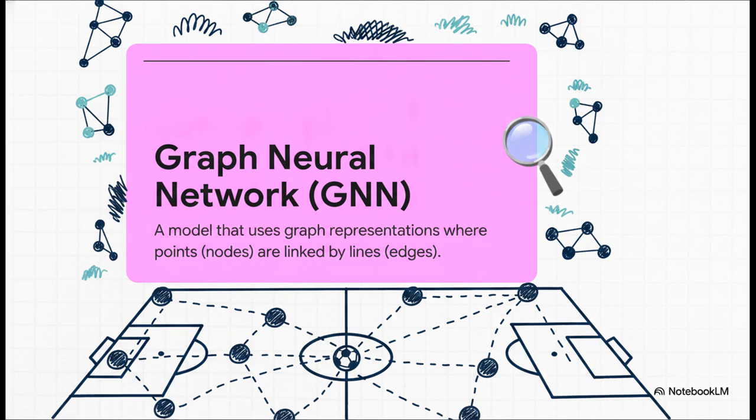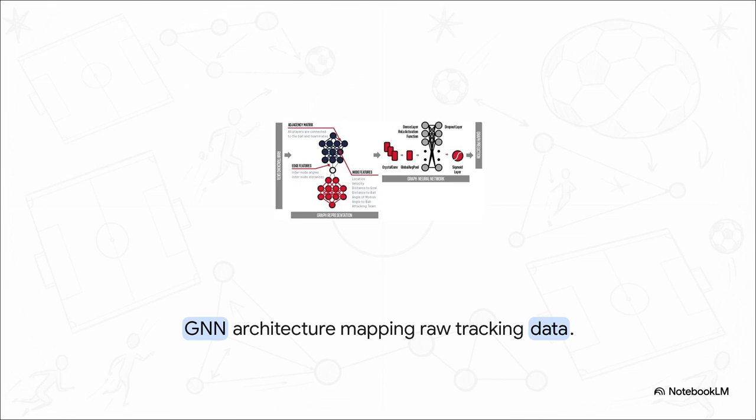In our soccer explainer context, the players themselves become the nodes on the graph. Their spatial relationships, the distances and angles between every single player on the pitch and the ball, become the connecting edges. Every split-second frame of tracking data is fed right into this mathematical structure. And here is where the magic happens.